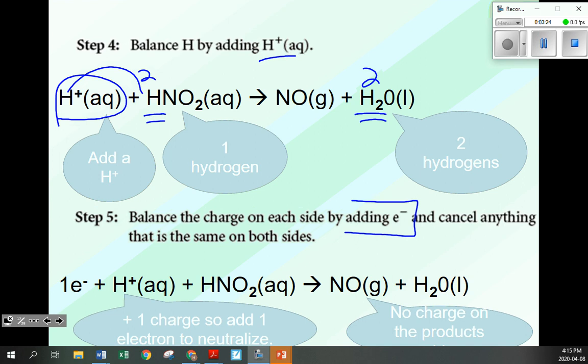That's all you can do. You can only add electrons. All right, as you can see here, there's no charge. The charge is 0, but we have a charge of +1. How do I make that neutral, or how do I make that 0? I add 1 electron. And that's it. It's as easy as that. It's kind of fun, actually. So, not very complex. You're just adding hydrogens, H+ ions, and we're adding water.